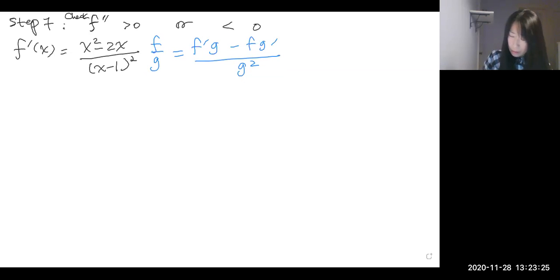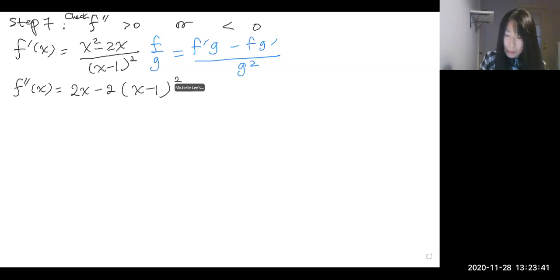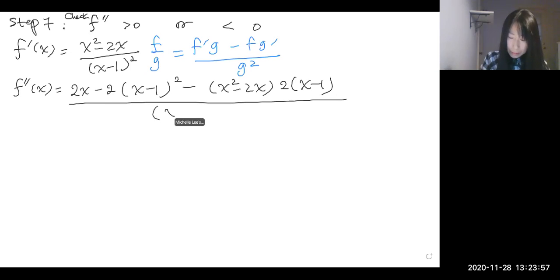I have to be careful. So f prime, drop the power, so 2x minus 2. G, x minus 1 quantity squared, minus f, x squared minus 2x. G prime, we drop the power, which is 2, x minus 1 to the first power, over g squared, which is 4, right? So let us do that later.